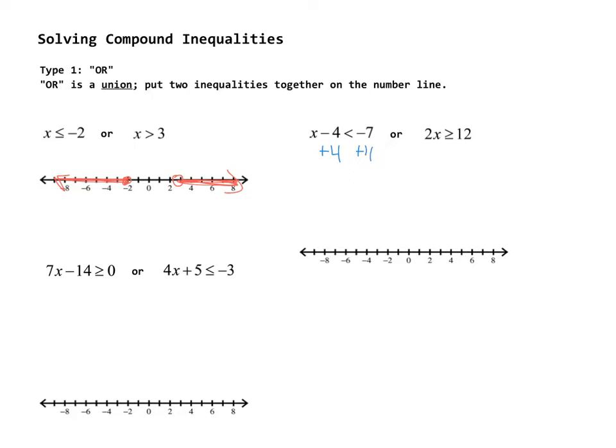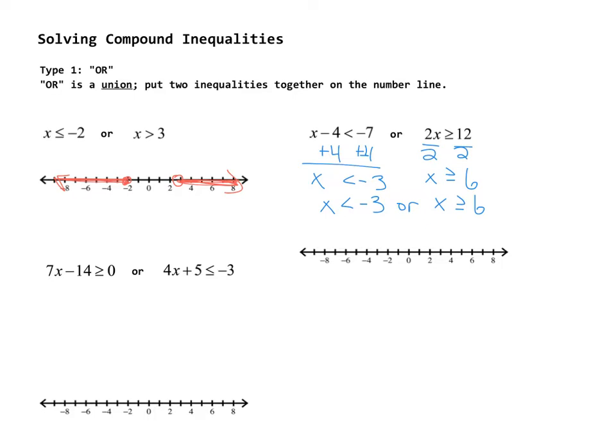So here we're going to add 4 to both sides, and we get x is less than -3. We're going to solve this one by dividing both sides by 2. And we're going to get x is greater than or equal to 6. So our answer is x is less than -3, or, and that's important, you need that or there, that's part of your answer, x is greater than or equal to 6.